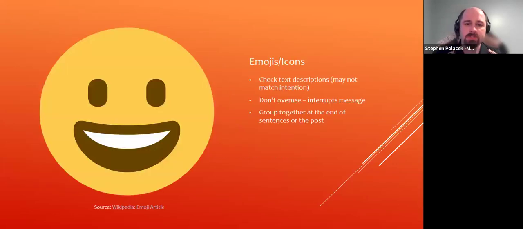Now for emojis and icons, it's a bit different because typically you can't add descriptions to those. So you want to check the one that comes with it. Usually it's part of the file name. If you hover over it and you get the little tooltip, usually it'll say something like smiley face or thumbs up, thumbs down, but sometimes that's not going to match your intention, or in some cases, you've seen the thumbs up with different skin colors. Make sure it's going to read as the one you want people to think about. It's really just making sure that it matches your intention and your message.